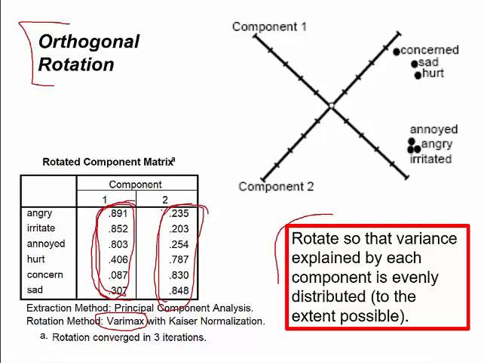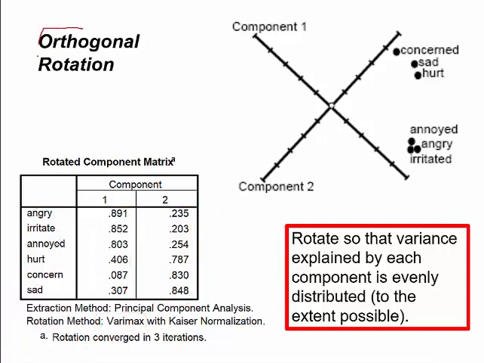We can't make it perfectly equal, but I want to try to find some rotation that will make it so that the variance explained by component 1 is very similar to the variance explained by component 2, so that each component that I've extracted explains about the same amount of variance in my x variables. And so when we do orthogonal rotation, the computer is going to rotate those x and y axes and try to find which rotation will best distribute evenly the variance explained across the different components that you have in your analysis. And that is how you do orthogonal rotation.